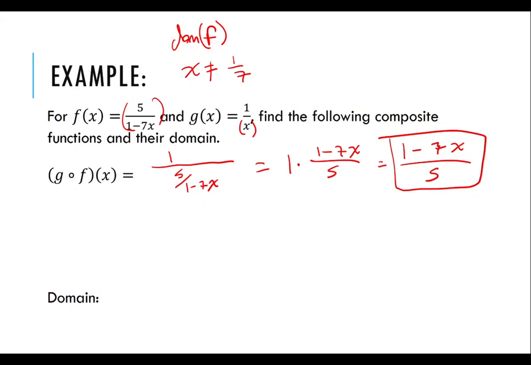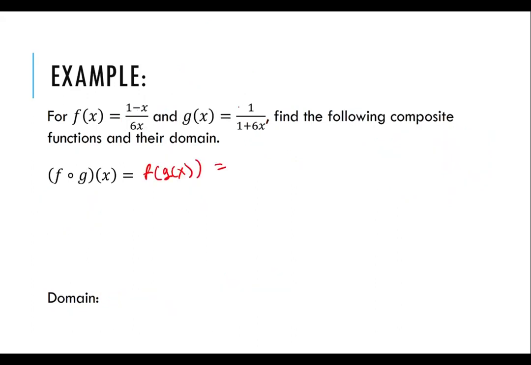But then you still have to be concerned about the inner function. The inner function domain restrictions must remain, and so the fact that x could not be 1/7 for f, which is the inner function, composed with the domain restrictions of this, which is nothing, gives us that our domain is from negative infinity up to 1/7 excluding, union excluding 1/7 up to infinity.